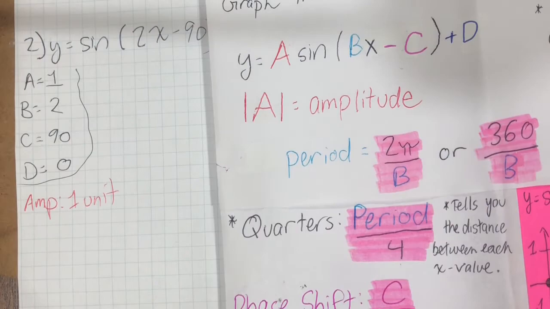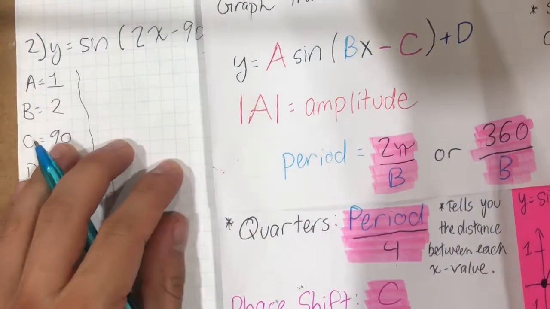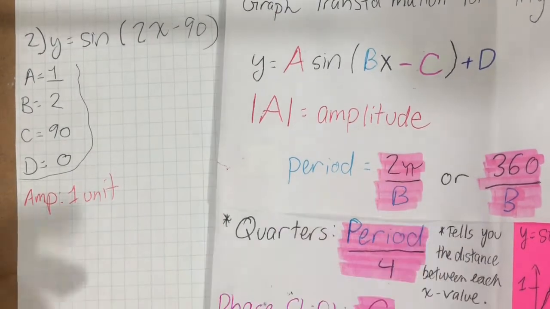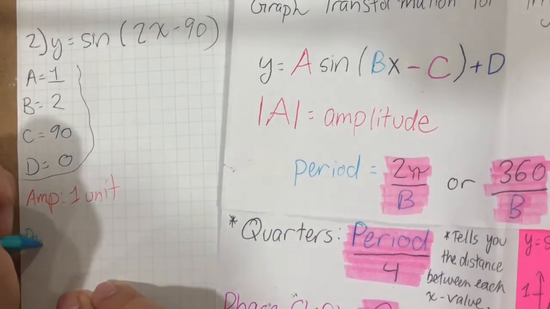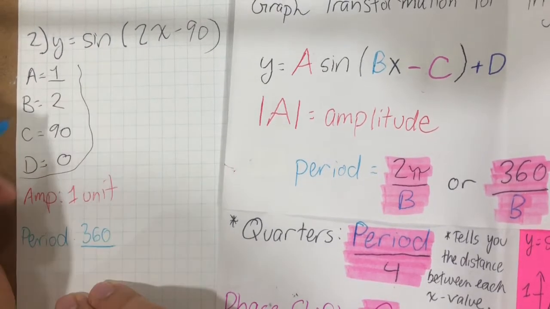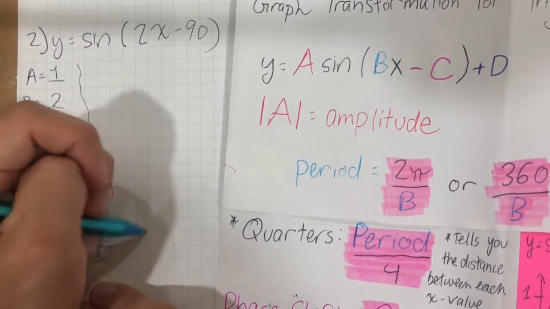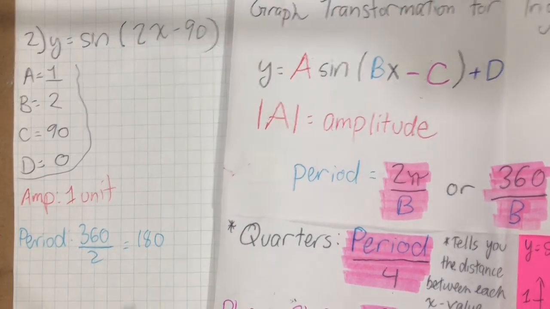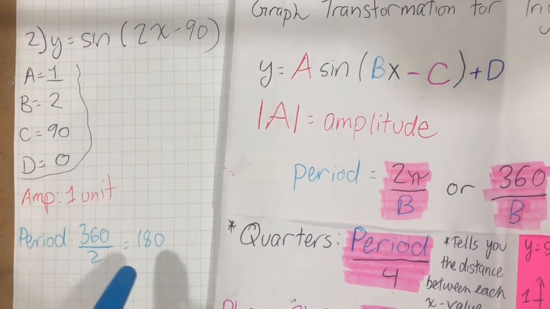And then we have the period. The period is going to change just because we have a number for B. For the period, we have 360 divided by B, which is 2, and that gives me 180. So that means the graph is going to start to repeat itself at 180.